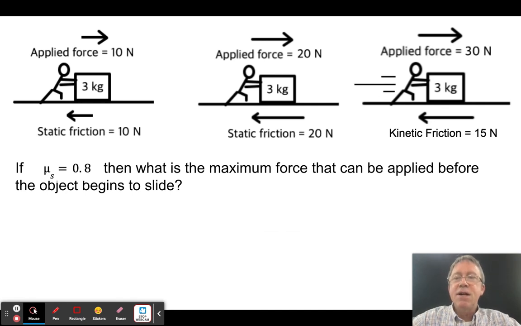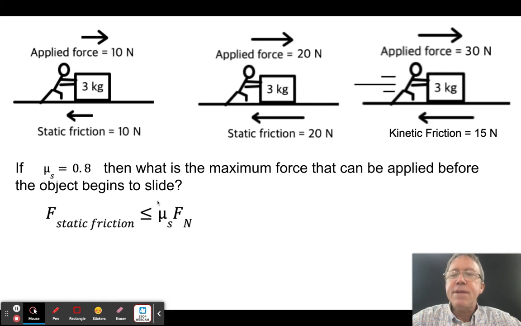All right, let's try this one here. So if I know that the mu of static friction, the coefficient of static friction, is 0.8, what is the maximum force that can be applied to this object before it begins to slide? Okay, let's see what I'm going to do here. I know that static friction is always less than or equal to mu times the normal force. And I do know what the normal force is here. It's 30. And I know that mu is 0.8.